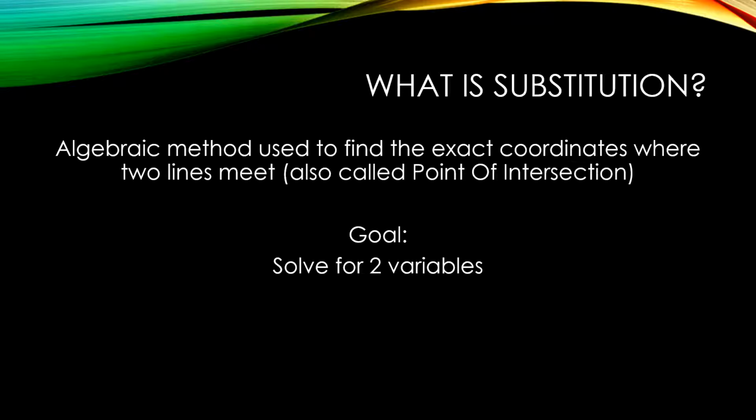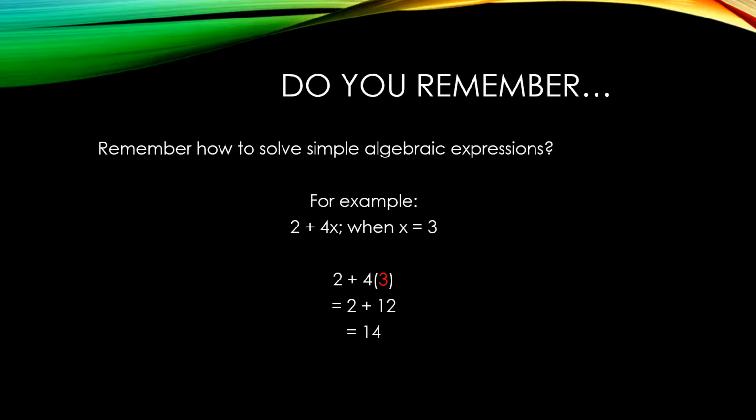So for any given equation, we know that you cannot solve for two variables. However, if you're given two linear equations, you can solve for both variables. And that's what the goal is here with substitution. So let's take it back a little bit.